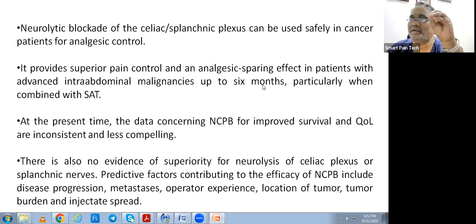Just by reading the title and a little of the abstract's conclusion, don't make a judgment. Now, if you go inside the paper, I have taken this properly from inside the paper, and they say up to 6 months, particularly when combined with SAT. What is SAT? Systematic analgesic therapy. So a block alone will not help the patient. It has to always be combined with systematic analgesic therapy.